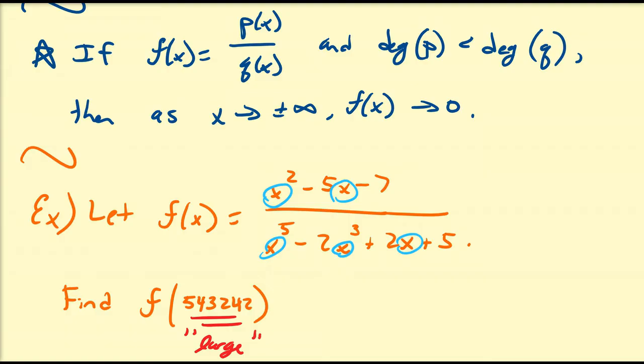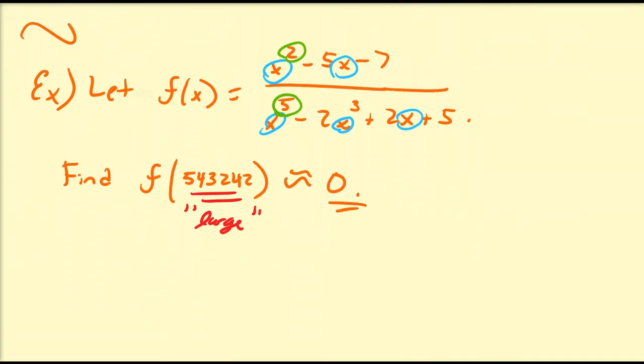So one can say that if this number is really large, since the degree of the top, which is 2, is less than the degree of the bottom, which is 5, and notice there is a significant gap between 2 and 5, more than just 1 as in the previous example, this value should be close to 0. And one can numerically verify this with a few examples.